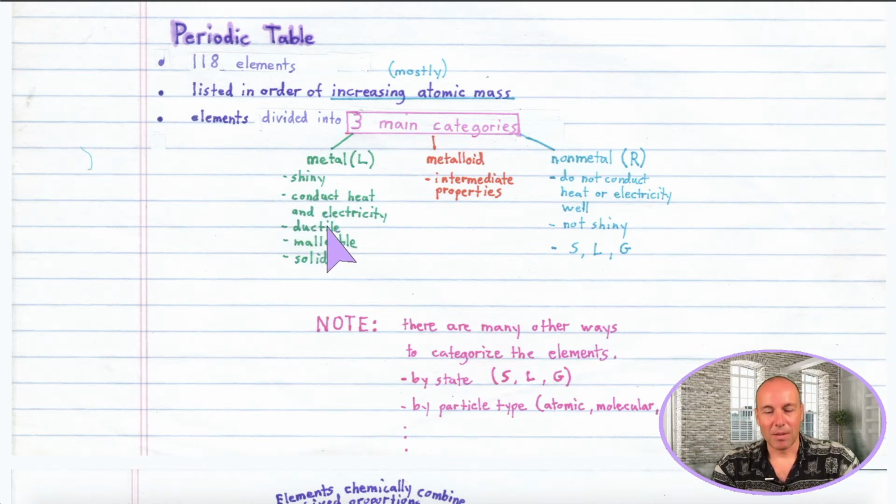They're ductile, and that means they can be drawn into a metal wire. And they're malleable, so if you have a plate, you can hammer it into different shapes. And metals are also, for the most part, solid.